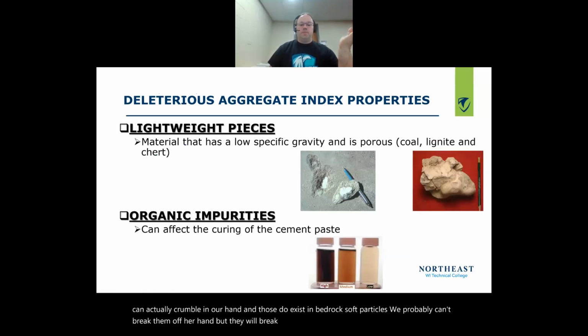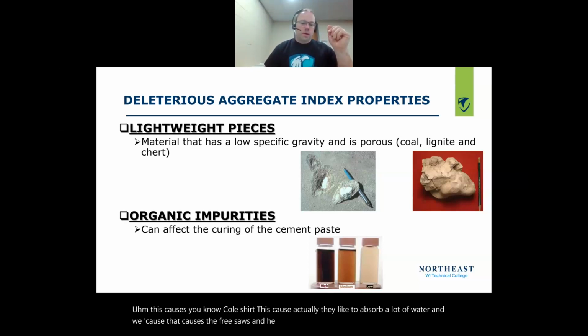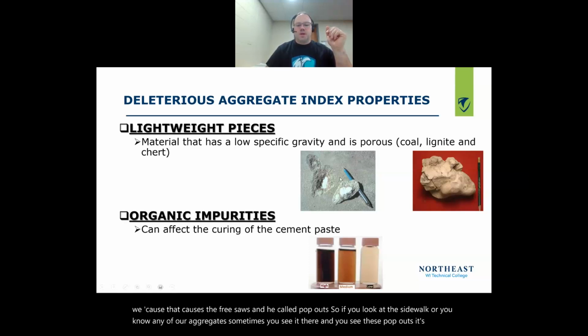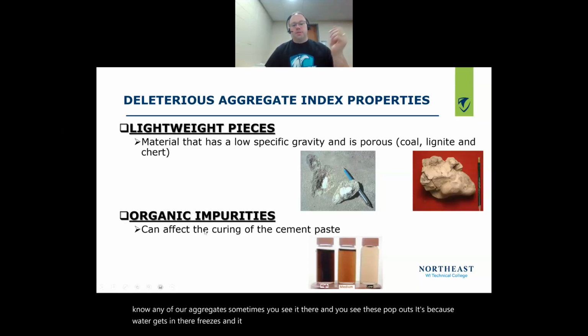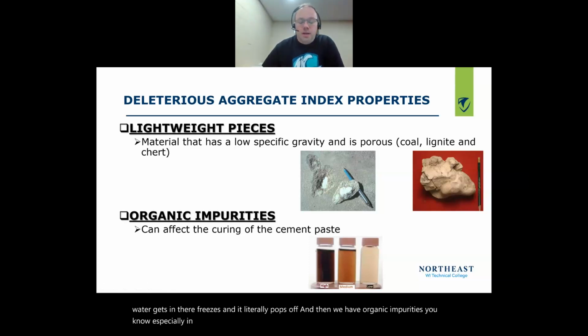We also have lightweight pieces, low specific gravity. This includes coal and chert. They like to absorb a lot of water, and this causes freeze-thaw damage, and they call them pop-outs. So if you look at the sidewalk or any of our aggregates, sometimes you see these pop-outs. It's because water gets in there, freezes, and it literally pops off. And then we have organic impurities, especially in our mixing water or possibly in the bedrock. It causes issues curing the cement.